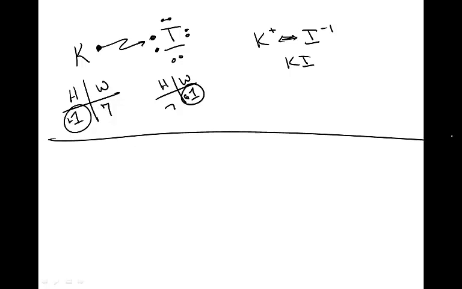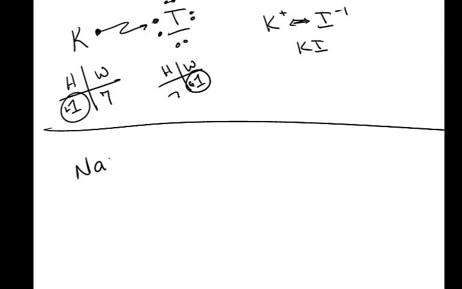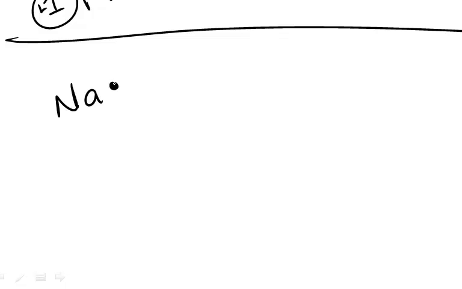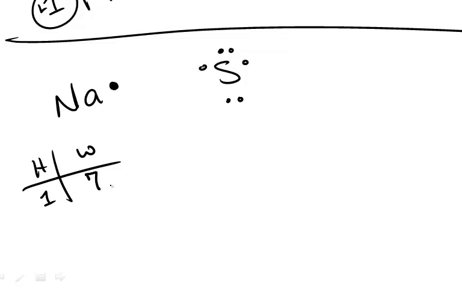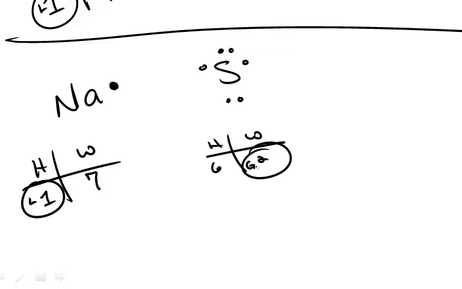If we look at another example, sodium, another group 1 element with 1 valence electron, and sulfur, a group 16 element with 6 valence electrons. Well, sodium has 1 valence electron. It wants to gain 7. It has 1, wants 7, so it will lose the 1. Sulfur has 6, wants 2, so sulfur will gain 2.